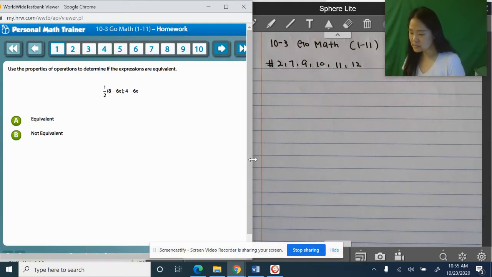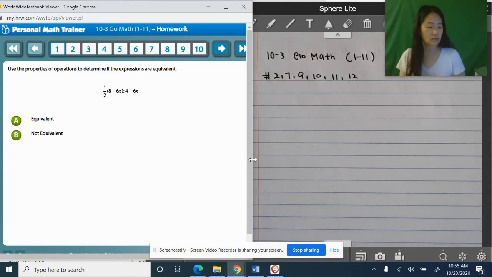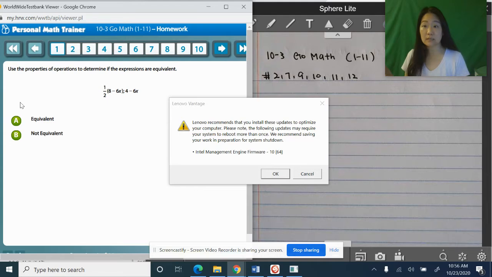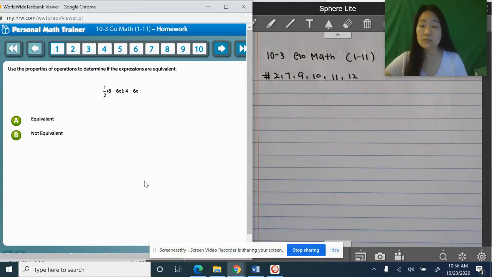Okay, students, so this homework help is for 10-3, Go Math 1 through 11. So here I have number 1. It says use the properties of operations to determine if the expressions are equivalent. Don't worry about the word properties of operations that they're talking about. They're talking about the distributive property.